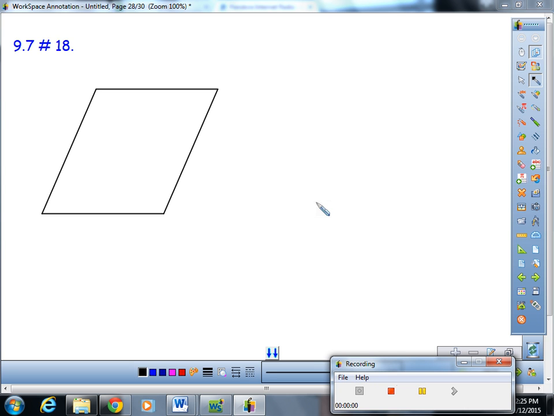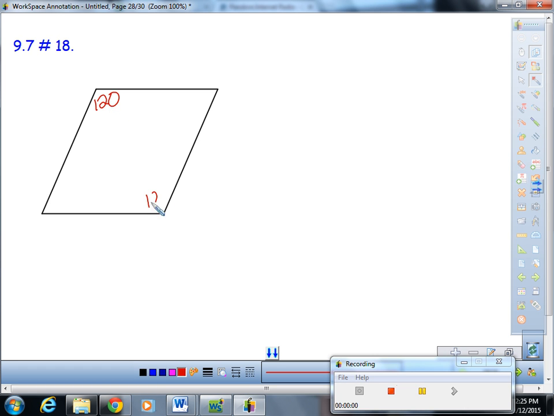Alright, so in our picture here, this appears to be the 120 degree angle, which makes this 60. That's a fact of parallelograms. Parallelograms have consecutive angles that are supplementary because of the parallel lines that are inside of them.